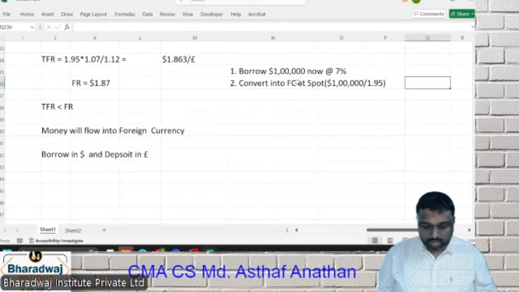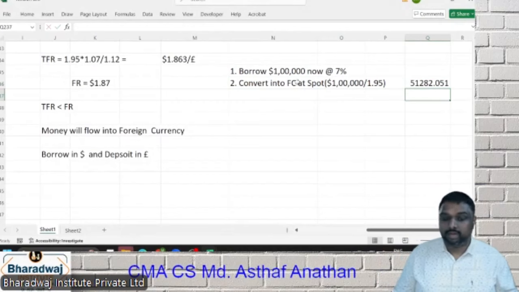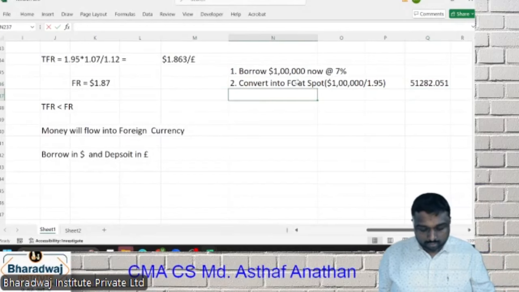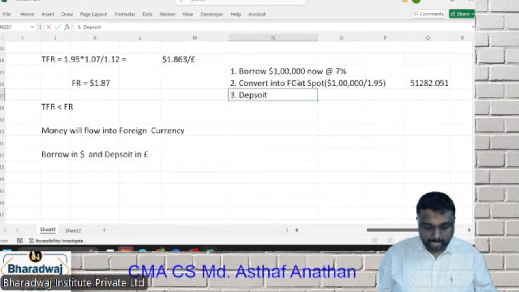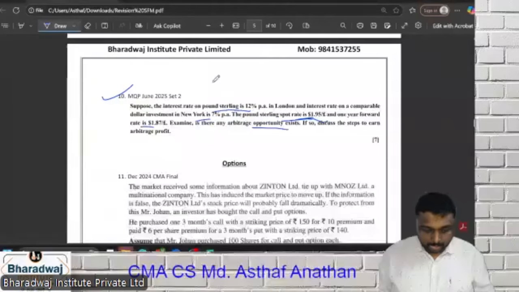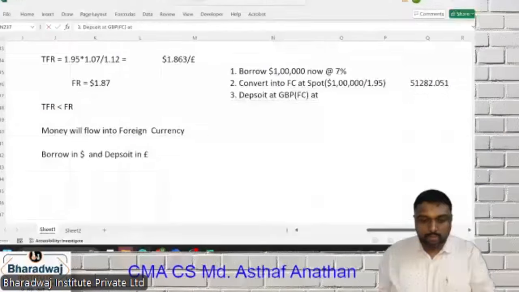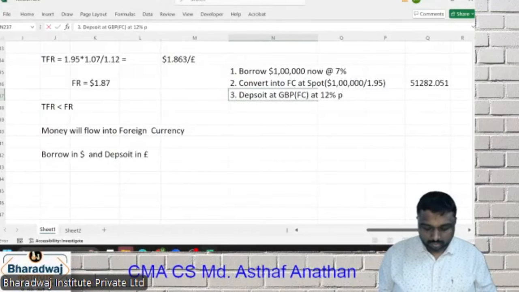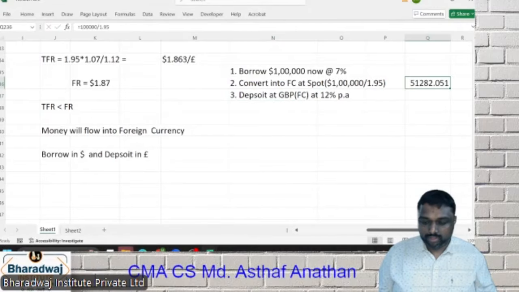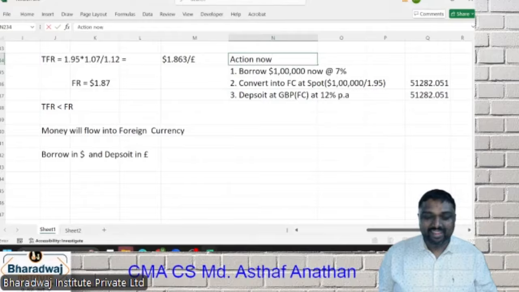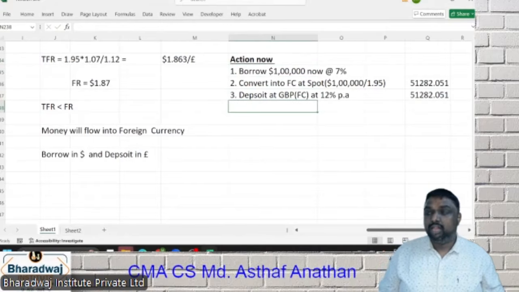So what will come? This is the amount of GBP you will get. Now deposit at pound GBP, that is foreign currency, at what rate? At 12% per annum. So you deposited this amount. So this is what action now. The regular session we did, we'll go that step so that you will get a better clarity.